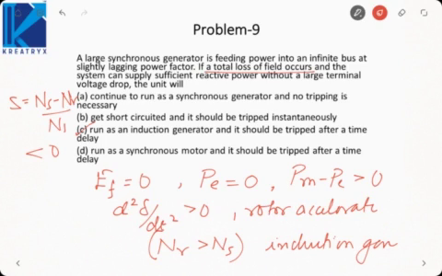So these sorts of problems can be framed from the stability topic. Here the transient stability is most important. You have to remember the swing equation and the equal area criteria. Okay, so this is all from the unit of stability.